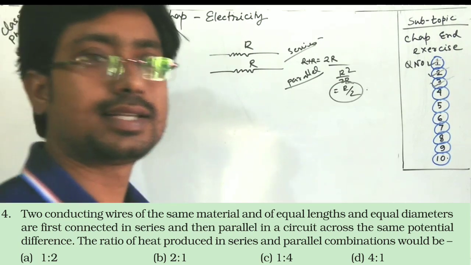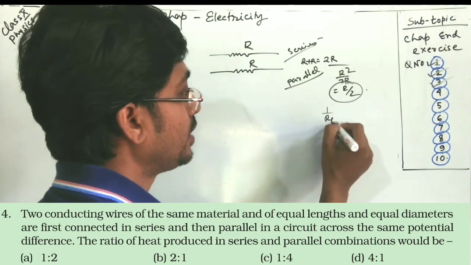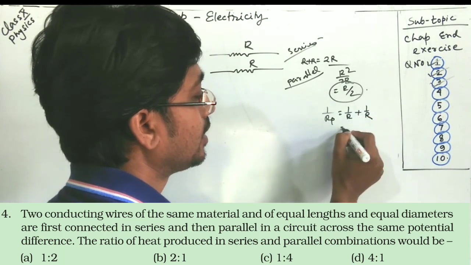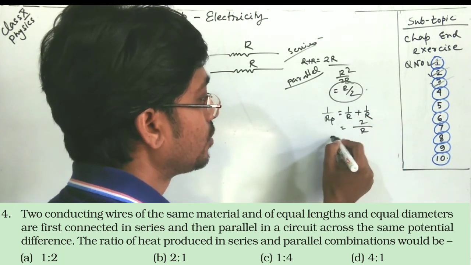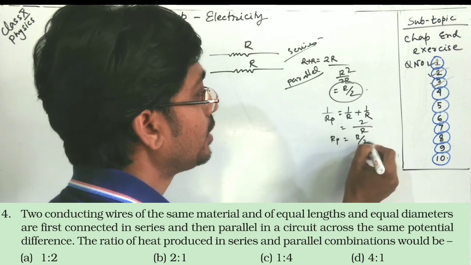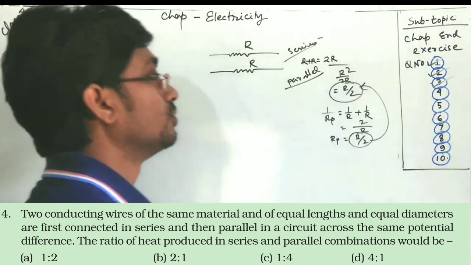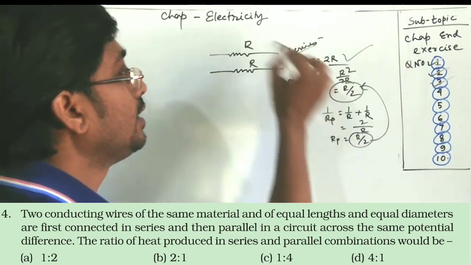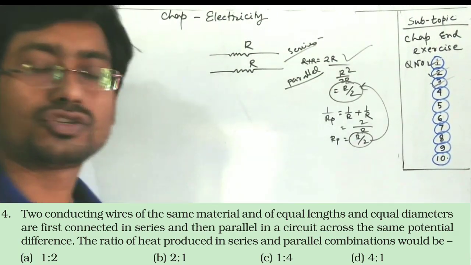From where do we get this relation? We know the formula 1 by Rp is equal to 1 by R plus 1 by R. Then it will be 2 by R. So Rp is equal to R by 2. So we get R by 2. So if they are connected in series, the resistance will be 2R. If they are connected in parallel, the resistance will be R by 2.